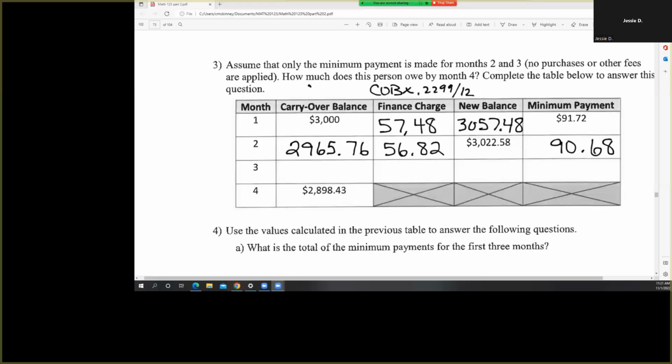So notice what I wrote at the top of the chart: the finance charge, you're doing your carryover balance times your APR as a decimal, divided by 12. And then the new balance is your COB plus your finance charge. And then the minimum payment is your new balance times the 0.03, because the 3%.